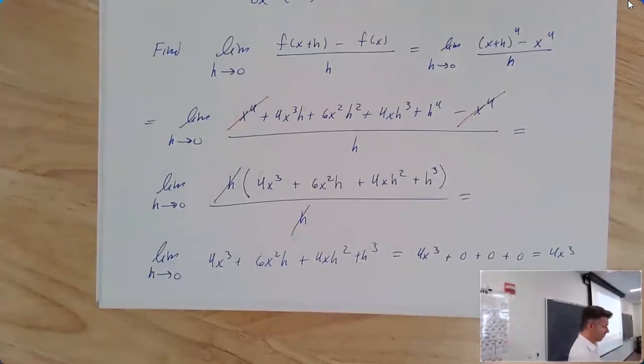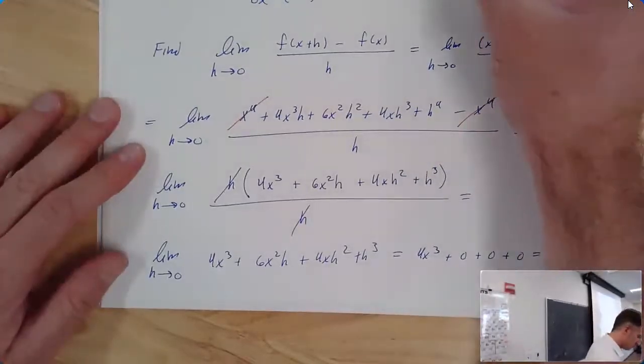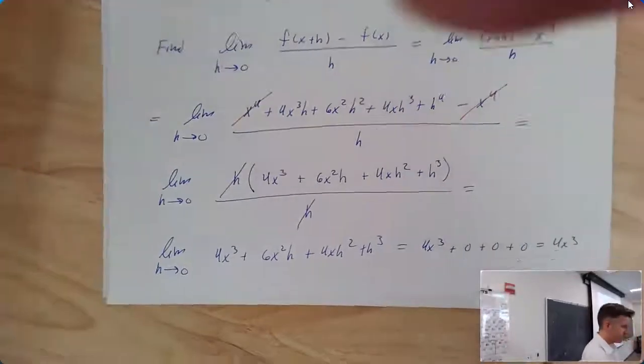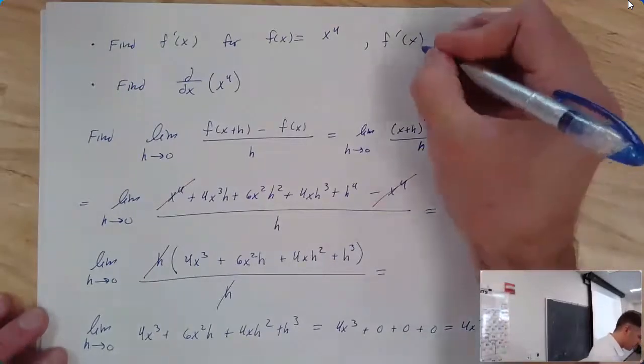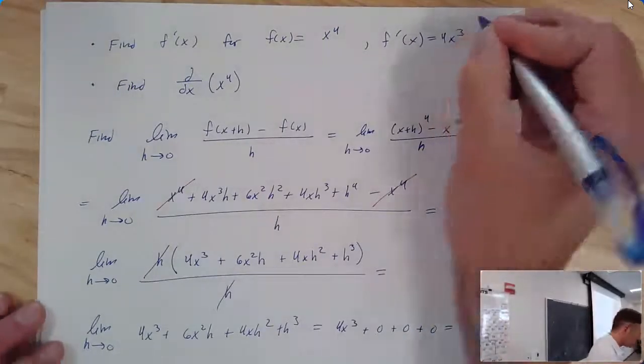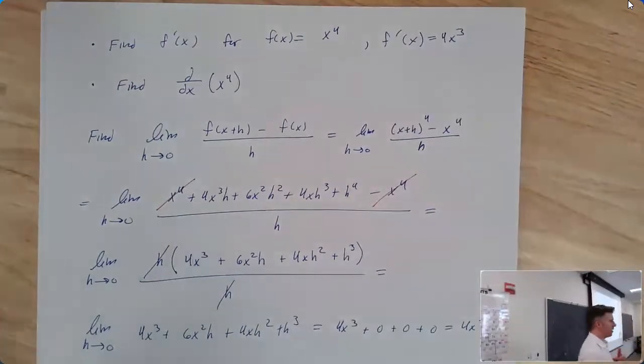So the derivative of x to the 4th is 4x cubed. And the derivative of x cubed was 3x squared. And the derivative of x squared was 2x. It's kind of looking like there might be a pattern.